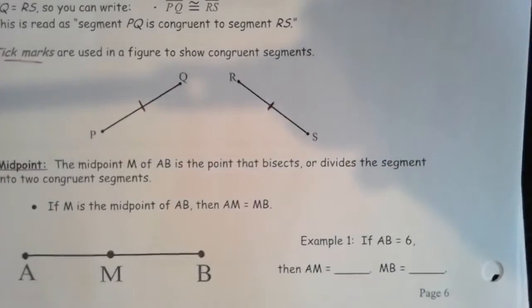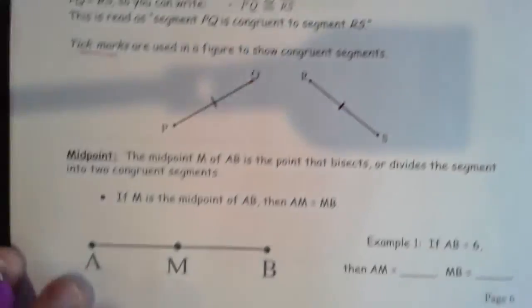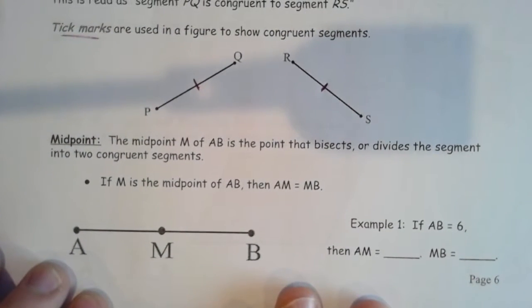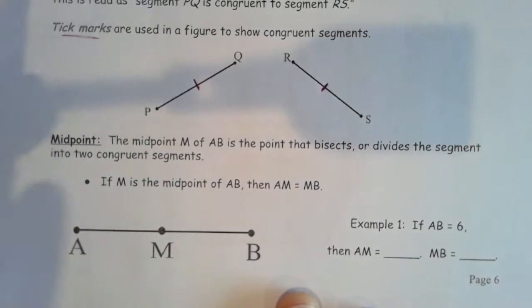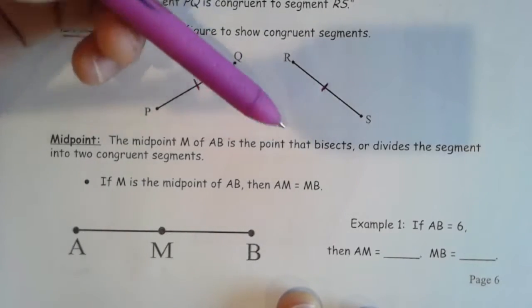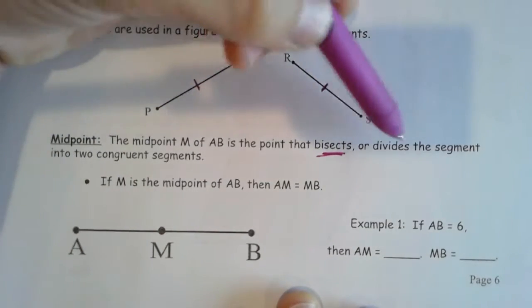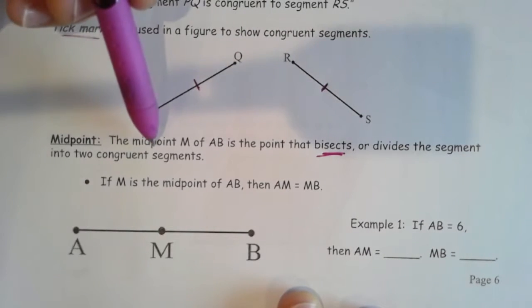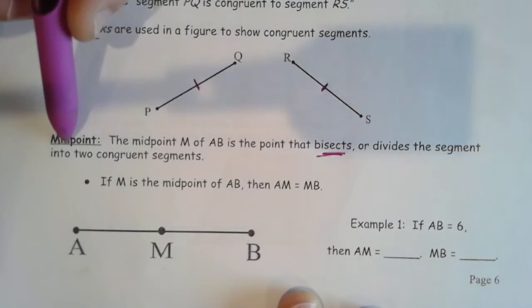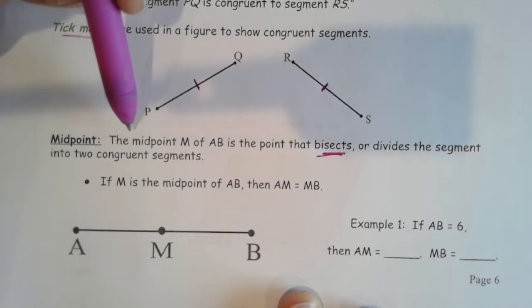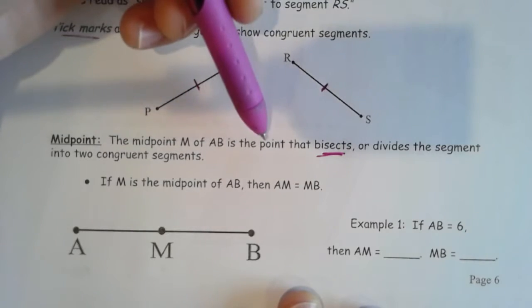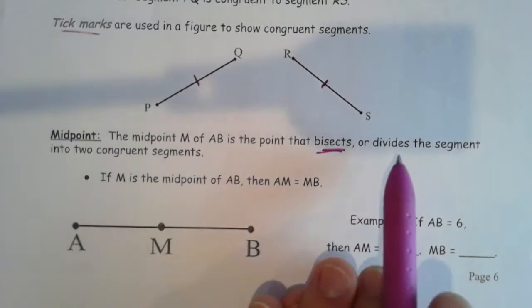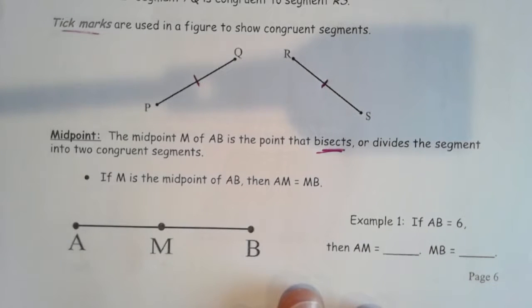Moving right along, I'm going to zoom in for each one. We've got midpoint down here. The midpoint M of AB is the point that bisects, which means to divide a segment into 2 congruent segments. So if you're a bisector, you cut a segment into 2 equal parts. So the midpoint M of AB is the point that divides the segment into 2 congruent segments.